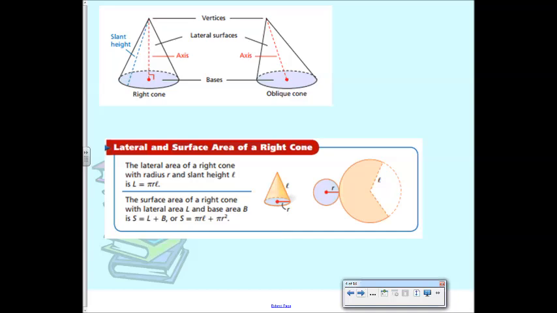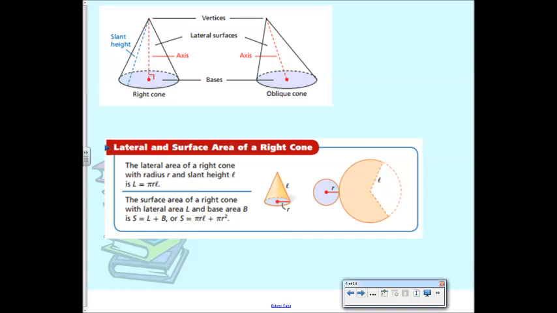This is a cone. How's a cone different from a pyramid? There's no edges. That's true. Why not? What's the base? A circle. The base is a circle, right? So the base of a cone is a circle.